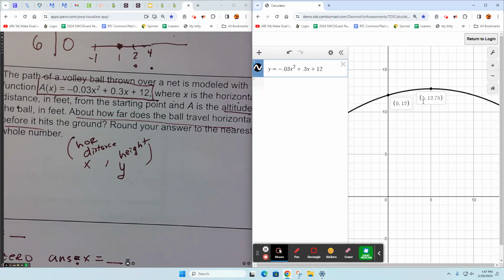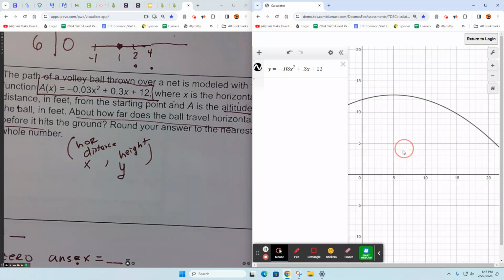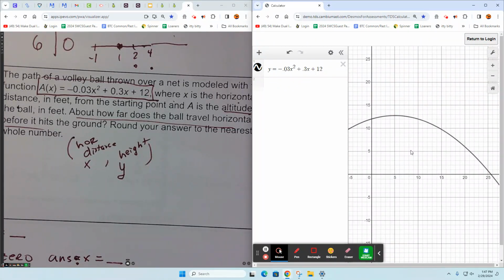Okay? This would be actually a really good model if you were a volleyball player, because what you really want from sports is to be consistent.